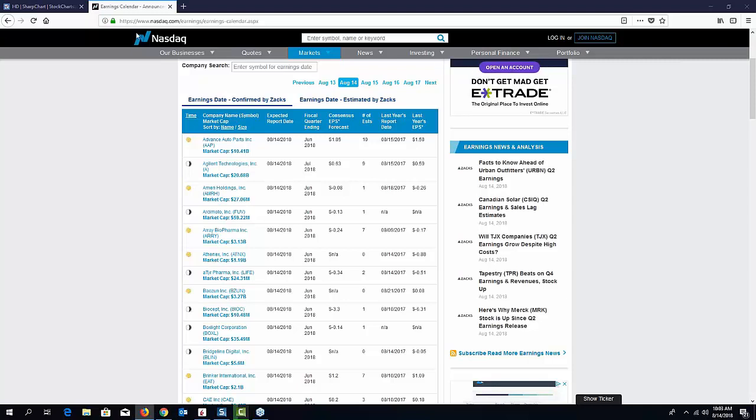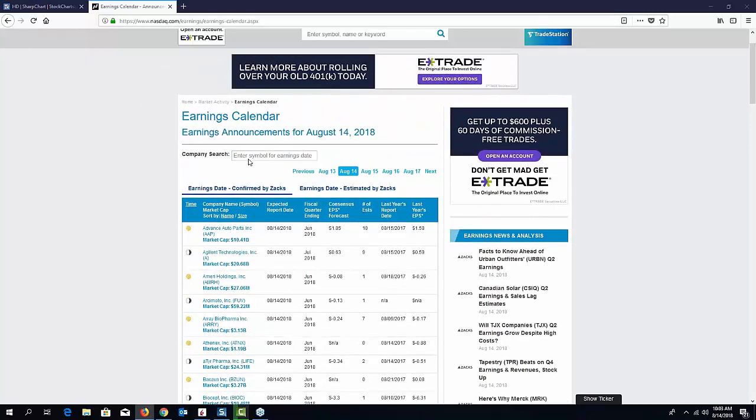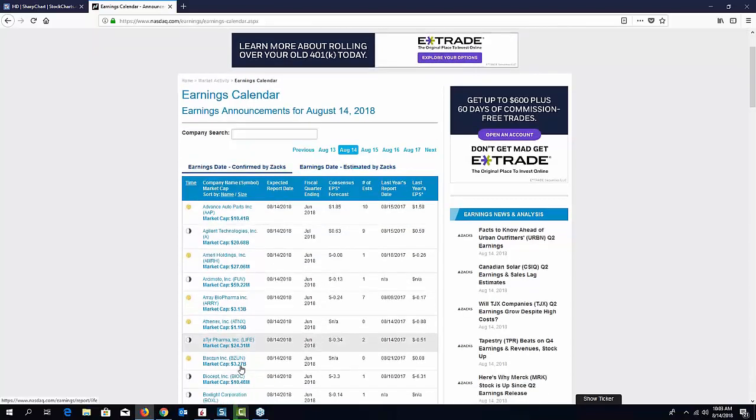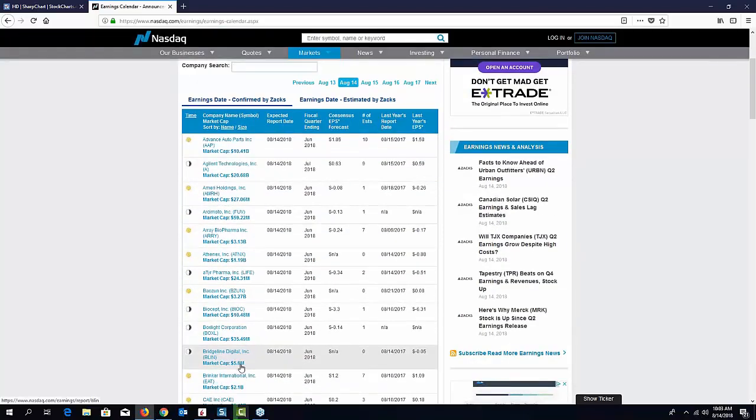I'm going to start here by going to the Nasdaq earnings column. And if we go into the earnings calendar for Nasdaq, we could actually search for symbols. If you had a specific company that you wanted to look for, you can search for it individually. The other thing you can do is actually go by date and see what's reporting on such and such a date. And so we can take it either way.